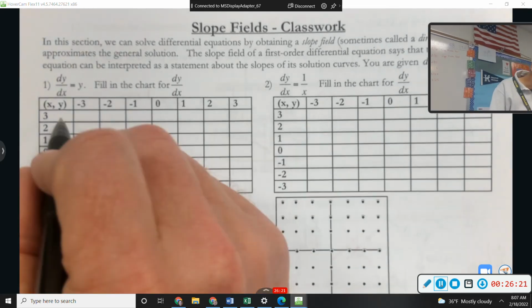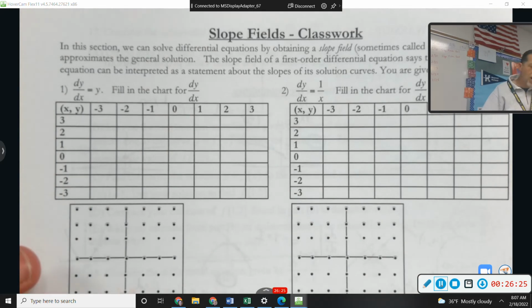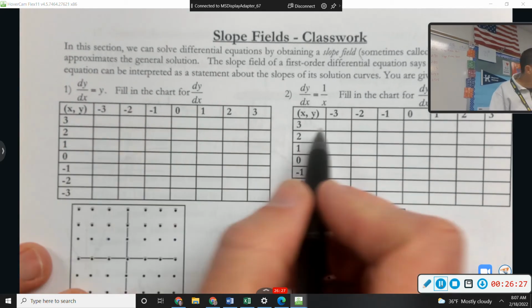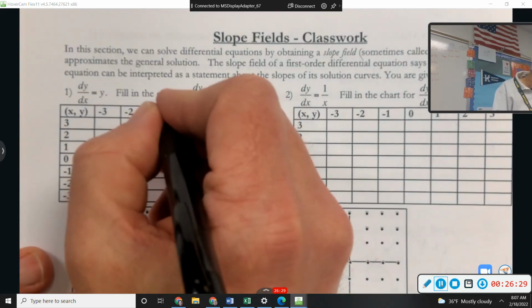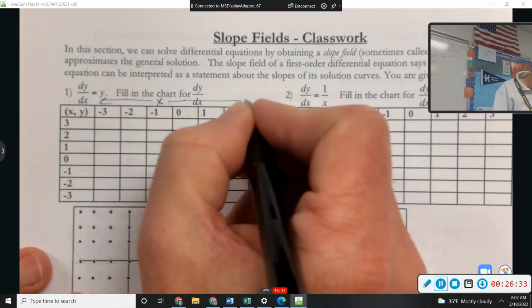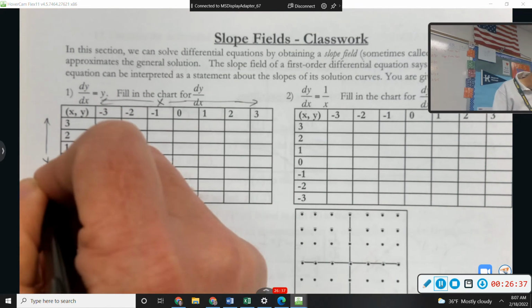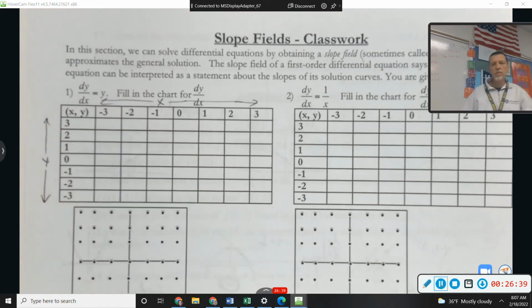I don't like this graph because it's not clear which one of those is x and which one of those is y, but usually x changes left to right. So let's say these are our x values across the top, and y values going up and down.